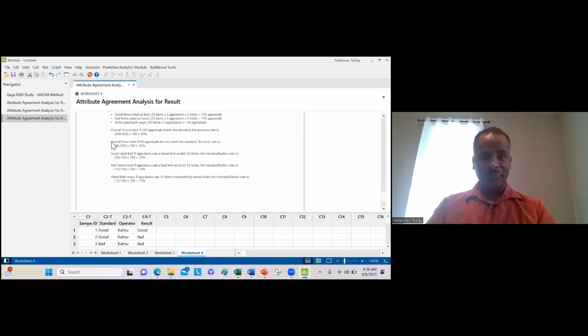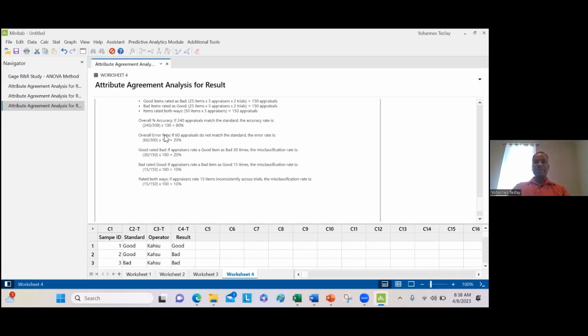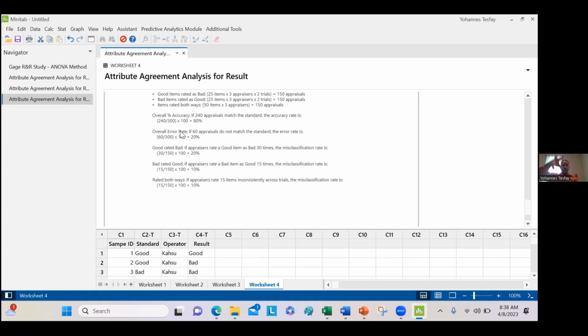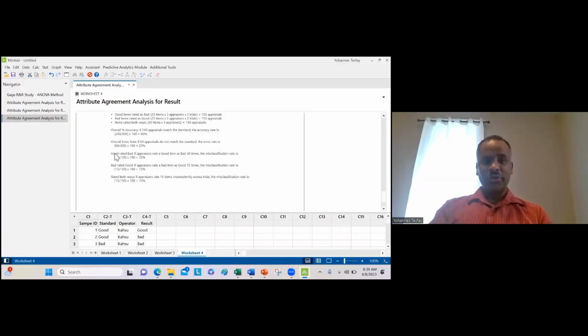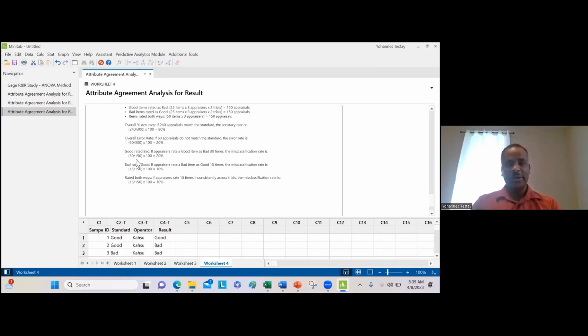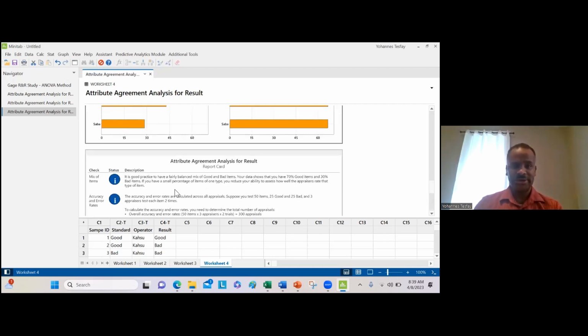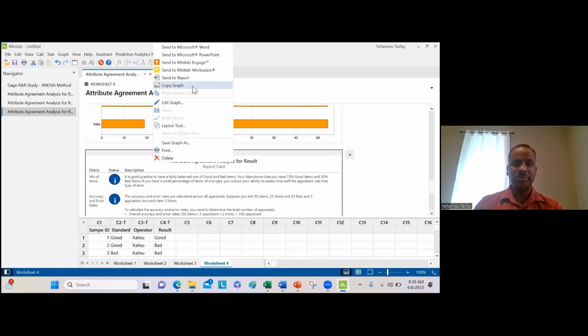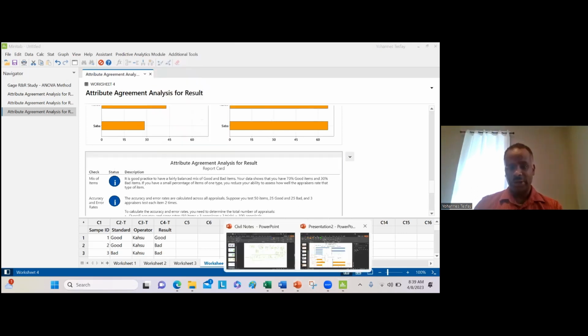Overall error rate is the false negative and false positive added together and divided by the total. That's the error. Good rated as bad is false negative, so it's false negative divided by the count in that column. Or bad rated as good is false positive, to put it that way. So this is just your reference. Okay.